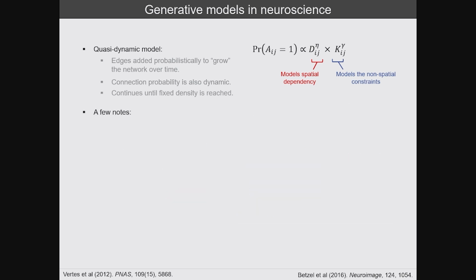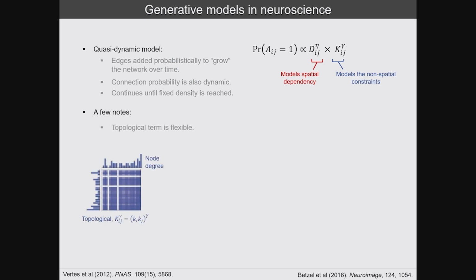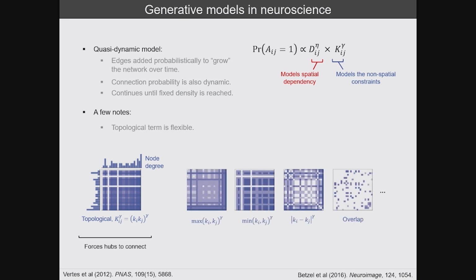So a few notes on this model. I'm presenting it as is, but there's a few things that are worth noting. I already said that this topological term is quite flexible. Here we use the degree product, the product of two nodes' degrees, and this kind of forces nodes that are highly connected to connect to one another. But there are other flavors that we could choose as well. We could choose the maximum of two nodes' degrees, the minimum, the absolute difference, how many neighbors they have in common. This is where you, as the user, get to be creative. And I'll highlight some creative uses that have been used in the literature already. But you get to substitute what you want in place of this topological term. Exciting, but also a little bit daunting, right?